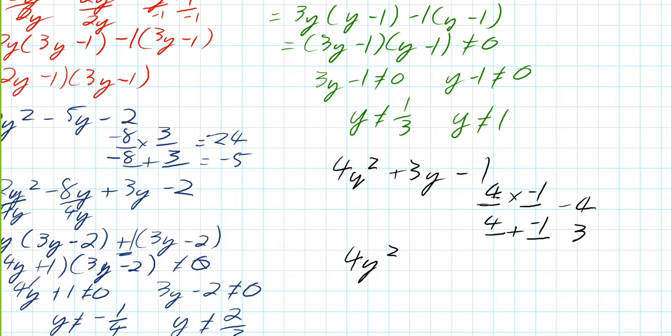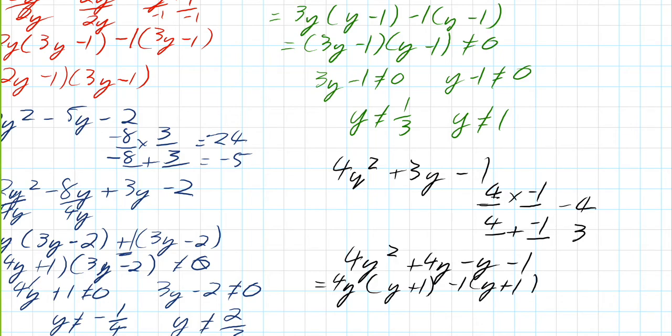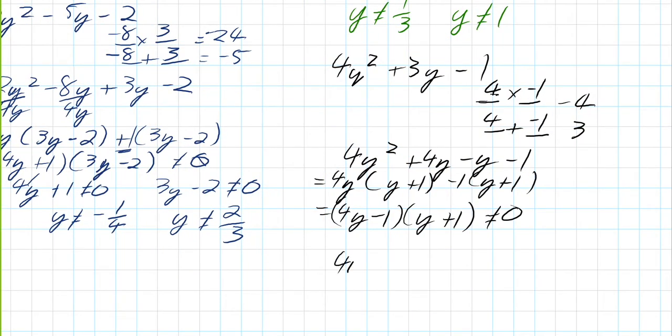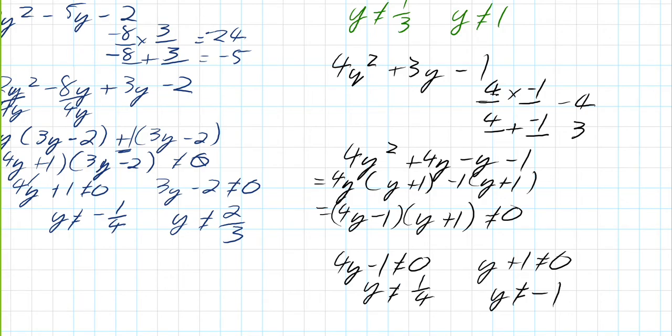Okay, so +4y minus y minus 1. Common factor, 4y comes out. We're left with y plus 1. And common factor negative, we get y plus 1. That gives us 4y minus 1 times y plus 1. Since we're already here, let's find some restrictions. We got 4y minus 1 cannot equal 0, y plus 1 cannot equal 0. So y cannot equal 1 over 4, y cannot equal negative 1.